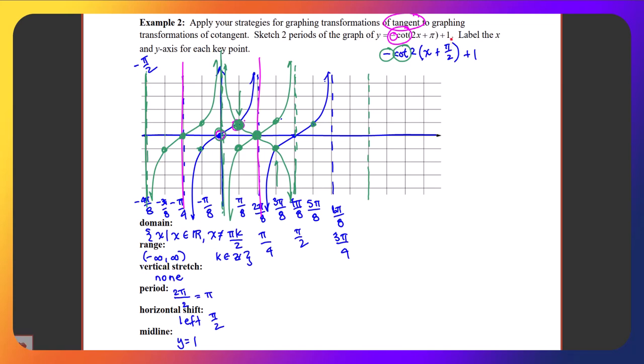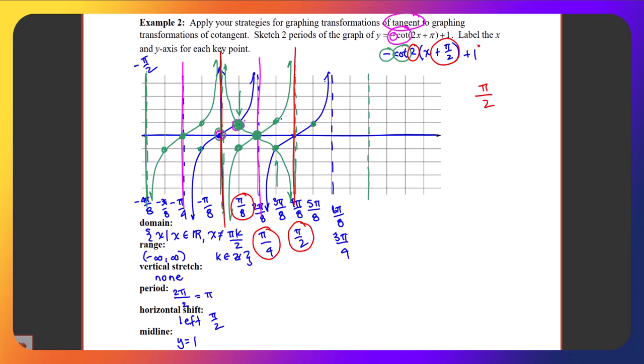Next, we're going to take that graph and shift it to the left pi over 2. Well, let's back up for a second. Our b value is 2, so our period is pi, the normal period for tangent and cotangent, over b, so our period is pi over 2. So here's an asymptote. Here's an asymptote. So that period is pi over 2. Half of that is pi over 4. Half of that is pi over 8.